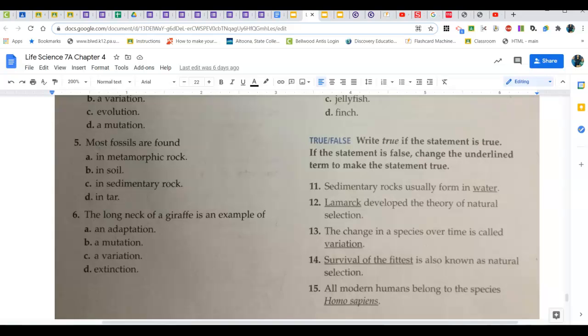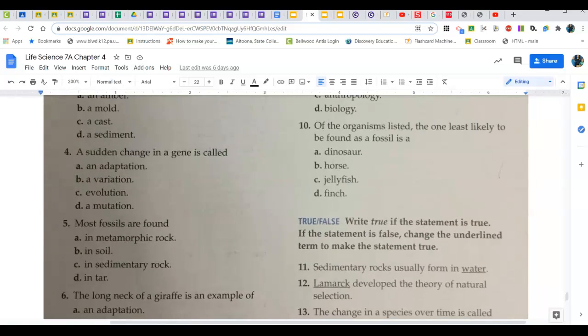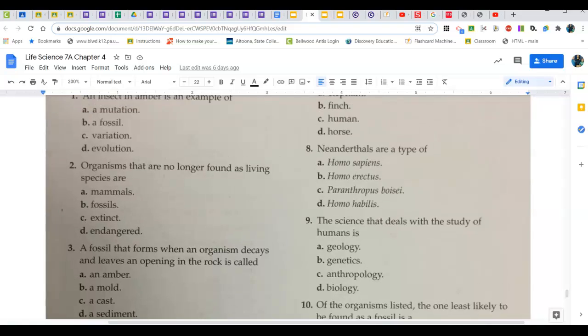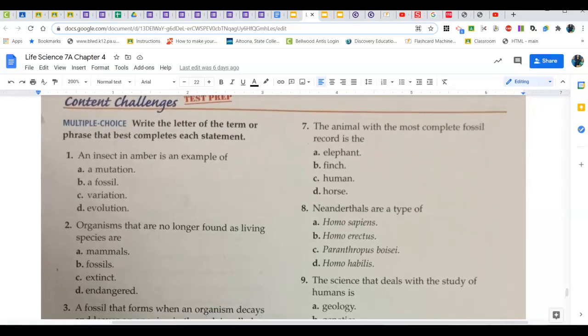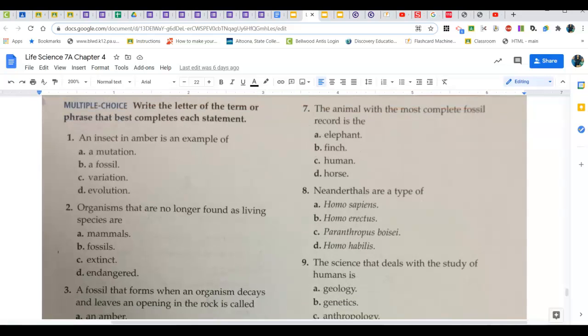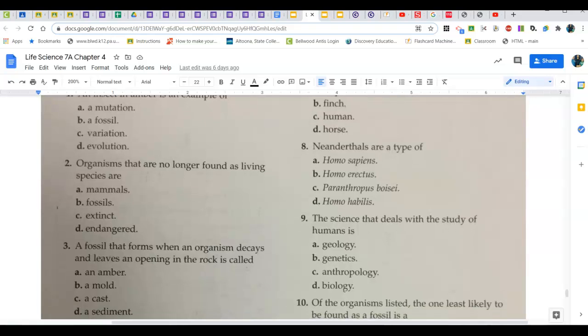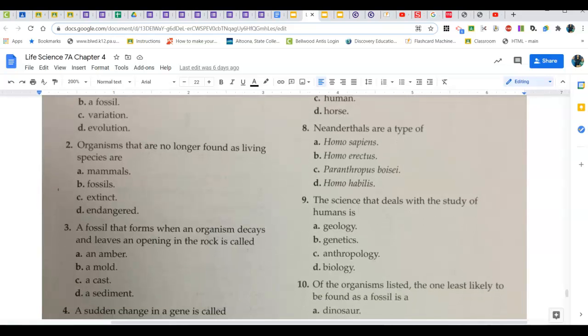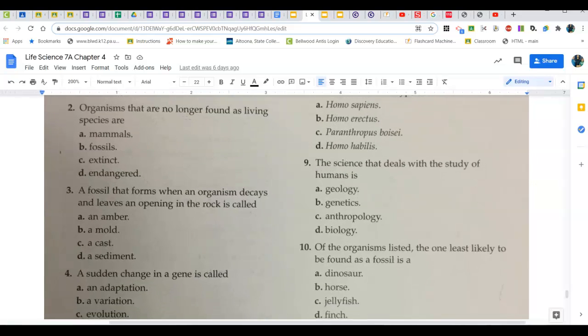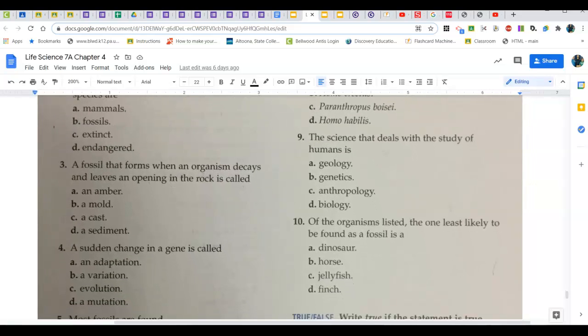The long neck of a giraffe is an example of an A, adaptation. It allows it to reach up to the leaves really, really high and feed off of more food sources. The animal with the most complete fossil record is the D, horse, starting at Eohippus all the way to the modern Equus. Neanderthals are a type of A, Homo sapiens. They were like what we call cavemen. The science that deals with the study of humans is C, anthropology.